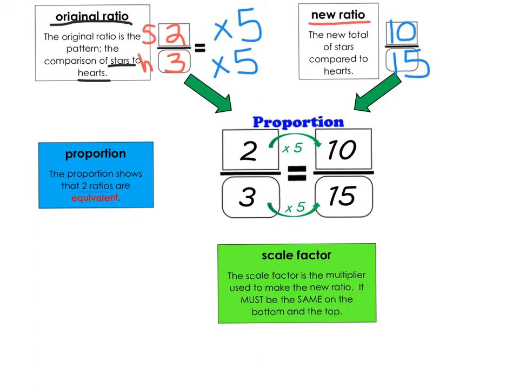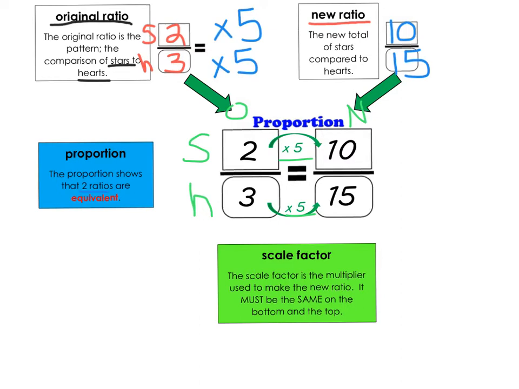We took our ratio of stars to hearts, and our stars was 2. This was our original ratio, 2 to 3. And then our new ratio, after we repeated the pattern 5 times, we got the ratio of 10 to 15.